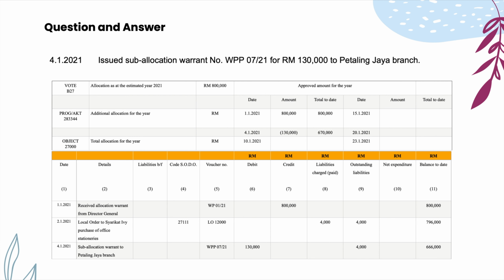Issued sub-allocation warrant number WPP 07/21 for 130,000 ringgit to Petaling Jaya branch. It is a reduced allocation, and will affect Part 2 and Part 3 only.